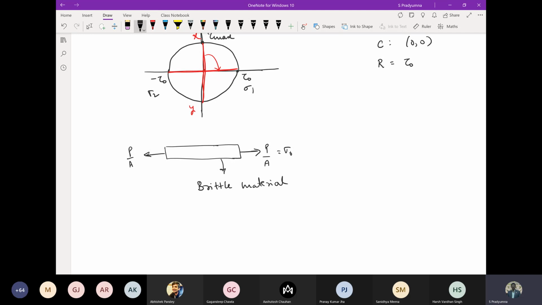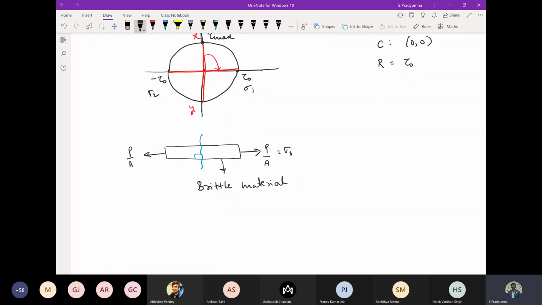So what is the plane of failure? How does it fail? 45 degrees? Are you sure? Just pull the piece of chalk. It is almost perpendicular to the line of force. This is the failure plane, almost perpendicular to the direction of the load.